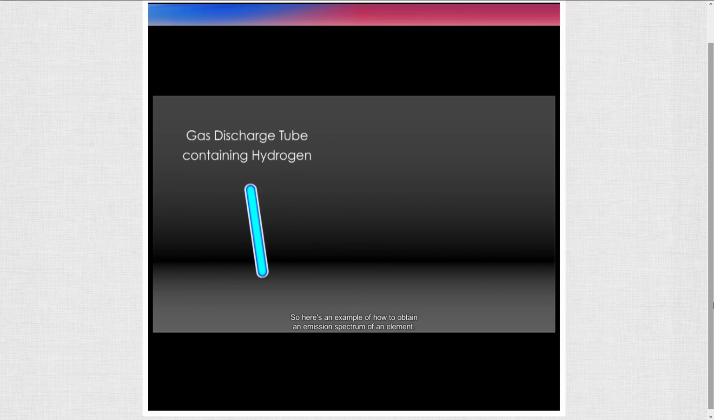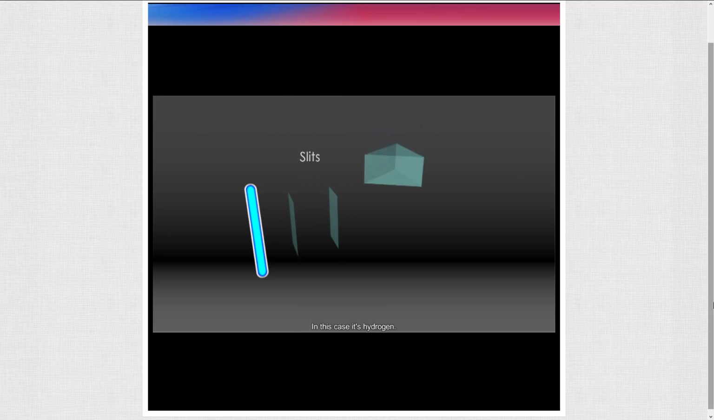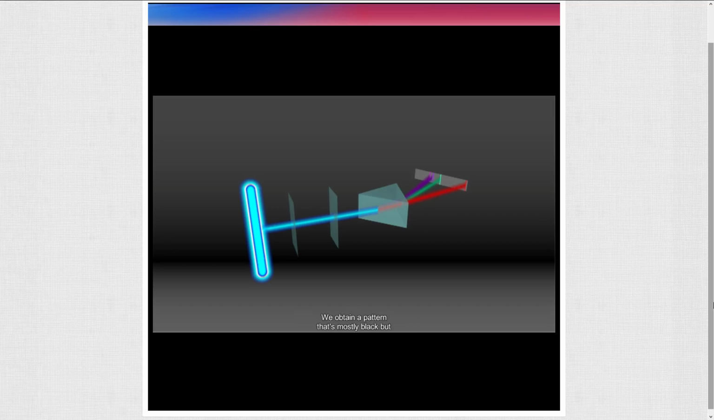So here's an example of how to obtain an emission spectrum of an element. In this case, it's hydrogen. Hydrogen is in the gas discharge tube. It's electrically energized into its excited state. As the atoms in the excited state drop back down, they emit light. And if we pass that light through the prism, we obtain a pattern that's mostly black, but with certain colored lines which match the energy level differences.